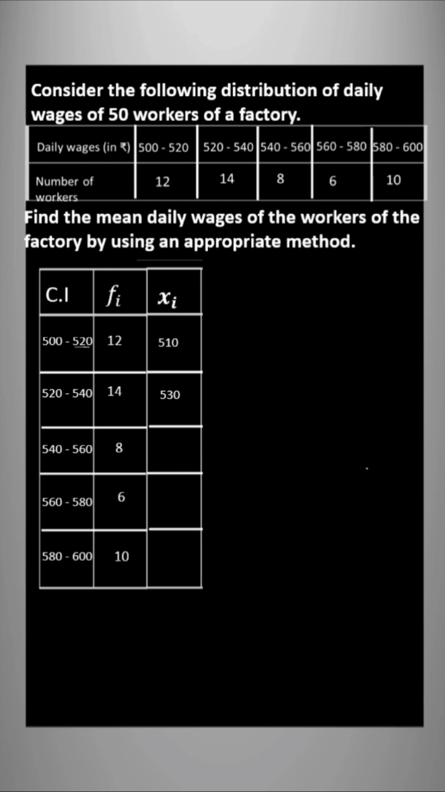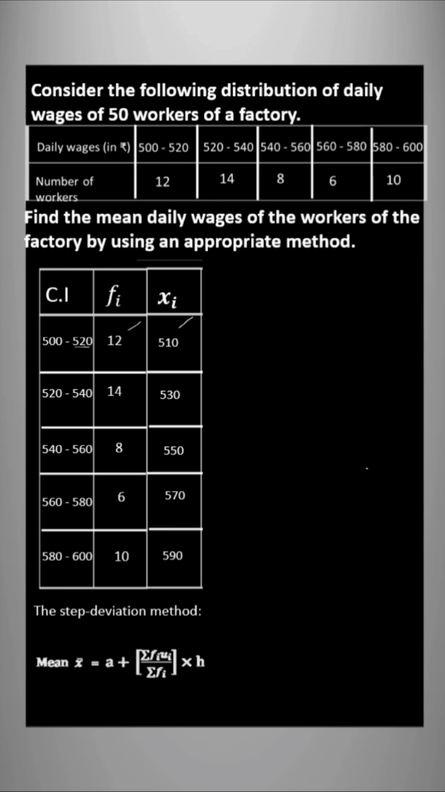530 plus 20 is 550. 550 plus 20 is 570. 570 plus 20 is 590. Now we have found the class marks. Looking at the frequency and class mark, both are higher numbers. If we adopt the direct method, the product will be higher, isn't it? So now let us use the step deviation method.